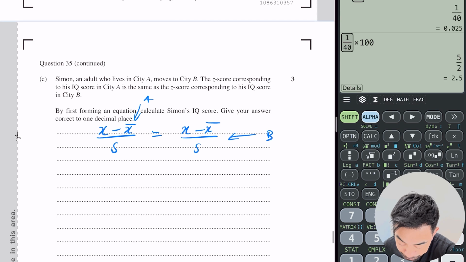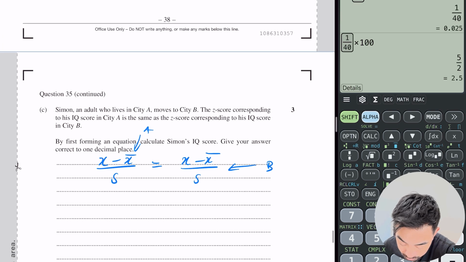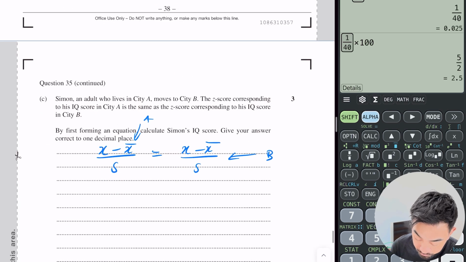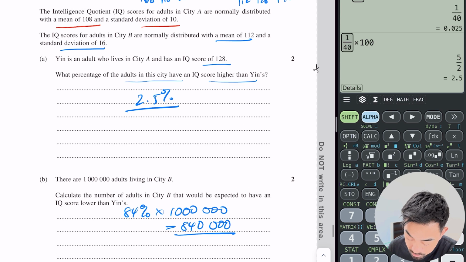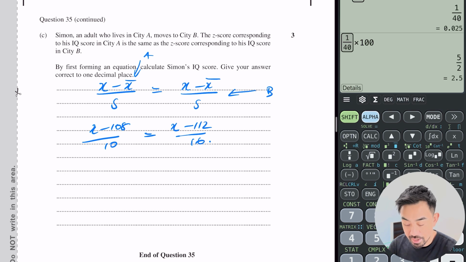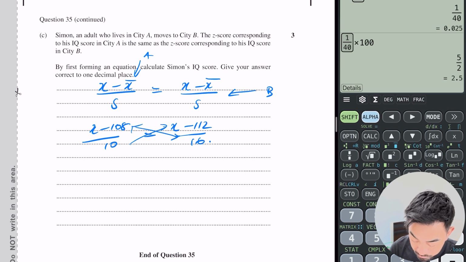We don't know his score yet, but we know the mean and standard deviations of A and B. So the mean of City A is 108 and a standard deviation of 10. And for City B, it is a mean of 112 and a standard deviation of 16. So it looks like I am just solving these two simultaneous equations, because their z-scores are the same. So I'm going to multiply diagonally to get rid of the fractions.